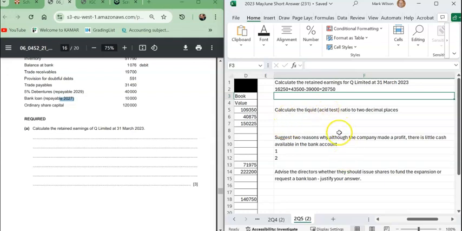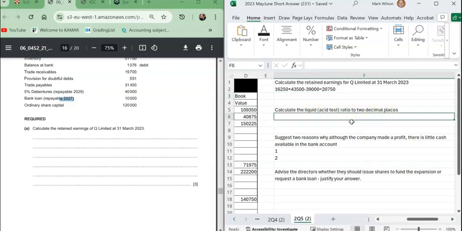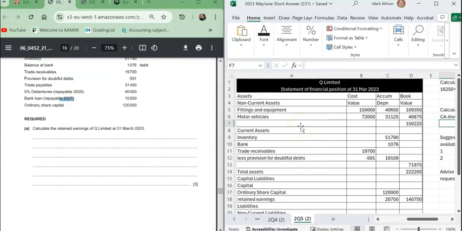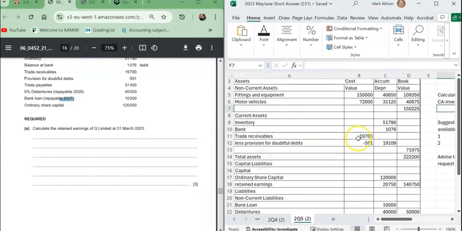Then we're after some ratios here. So the liquid test, or the liquid ratio, two decimal places, that's equal to your current assets, but not including inventory, divided by your current liabilities. So we look through our current assets, not including inventory.